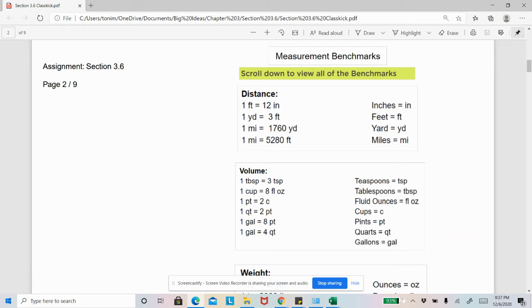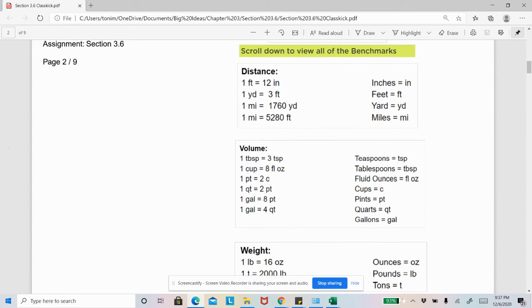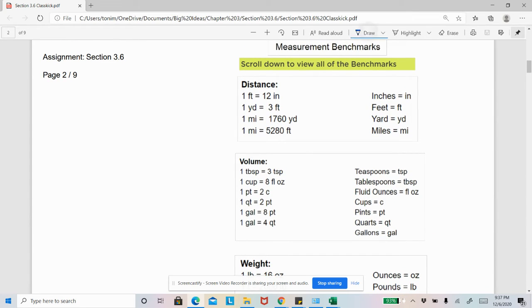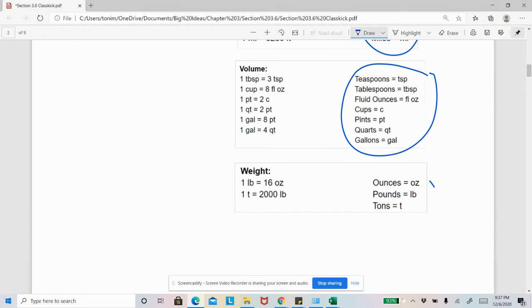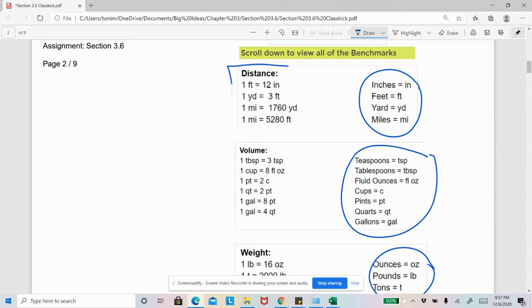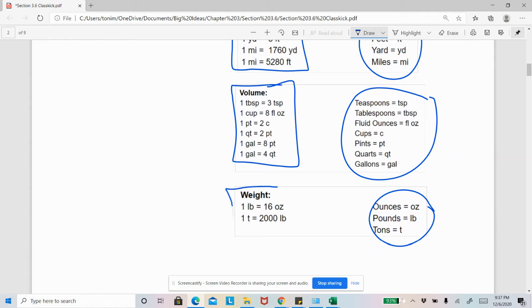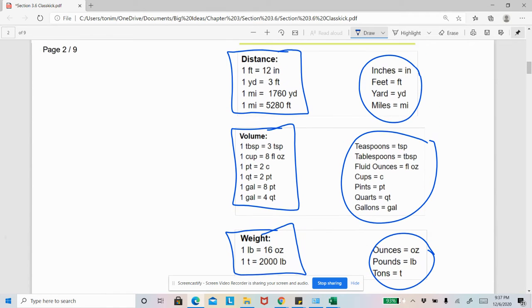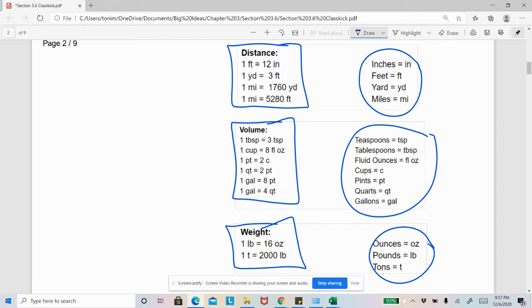You're going to be having a quiz on these measurements that I am showing you right now. So please make sure you start studying them. They're going to be on Quizlet for you. I believe I already put them on there. You should know the abbreviations. All right, so these are all the abbreviations. So if you see this, you know what they're looking at. And then you should know the unit measurements. All right, the distance, the volume, and the weight. So those are what you're going to be getting a quiz on.